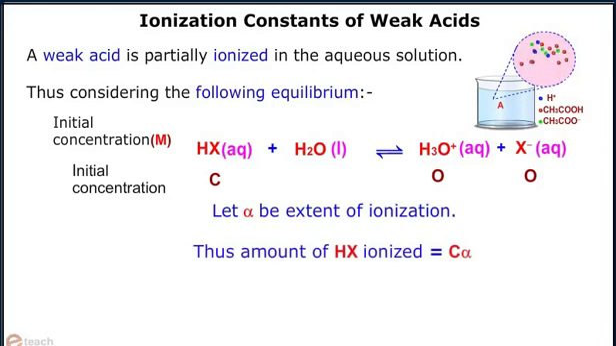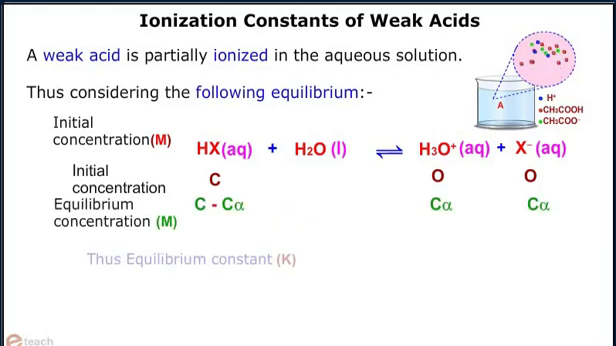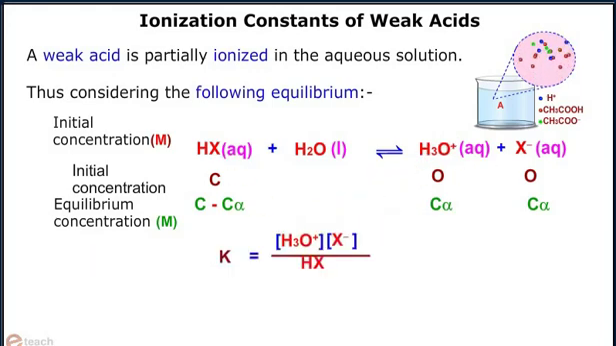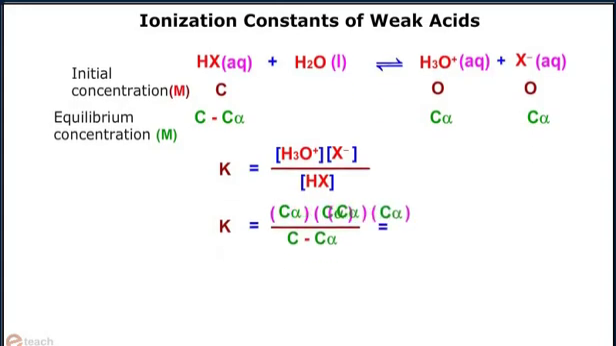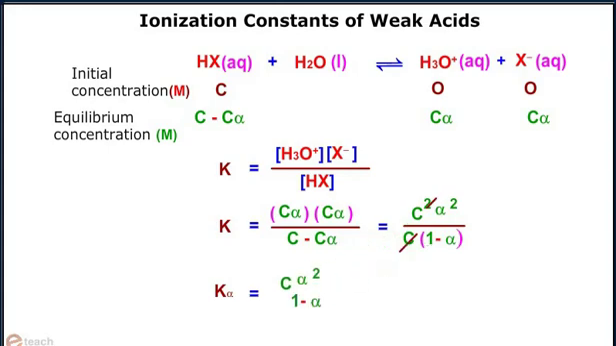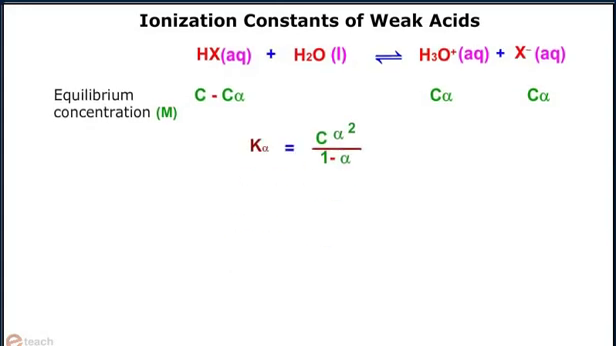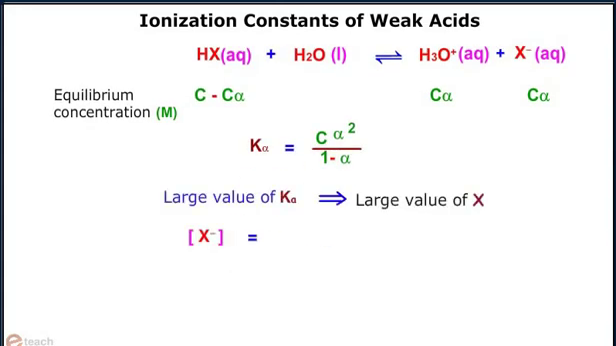The equilibrium concentration of HX is C − Cα and that of H3O+ and X− equals Cα. Since we know that K equals the concentration of H3O+ multiplied by the concentration of X− upon the concentration of HX, this implies that K equals Cα² upon 1 − α. Since we know that the larger the value of K, the larger the value of α, this implies that the concentration of X− equals the concentration of H3O+, equal to Cα.